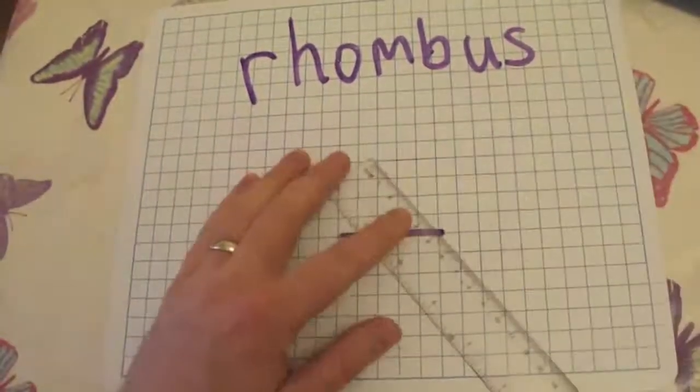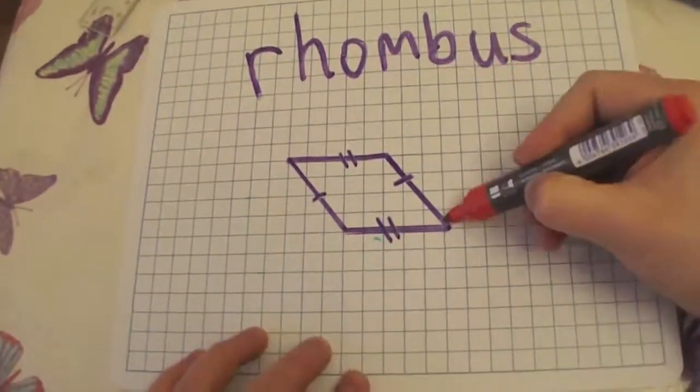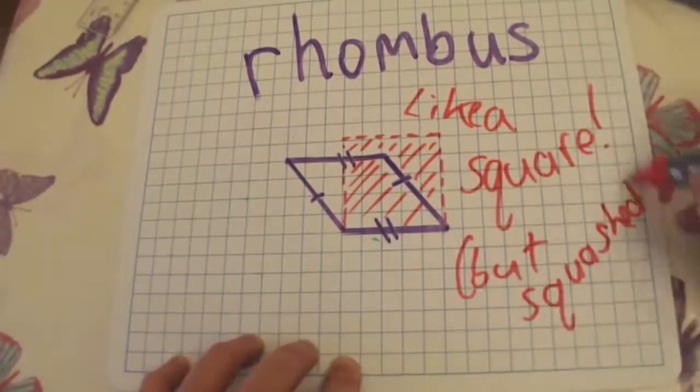I was getting off the rhombus, so I rang the bell. And in a rhombus, you know, opposite sides are parallel. Just like a square, but squashed, all 4 sides measure the same, and opposite angles are equal. Rhombus is the parallelogram's name.